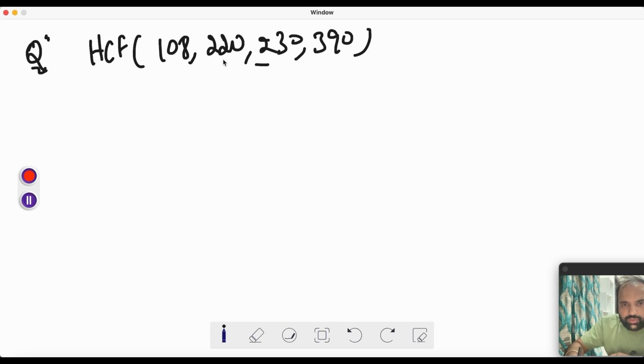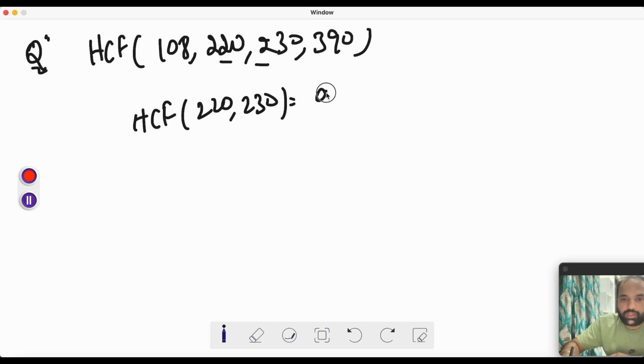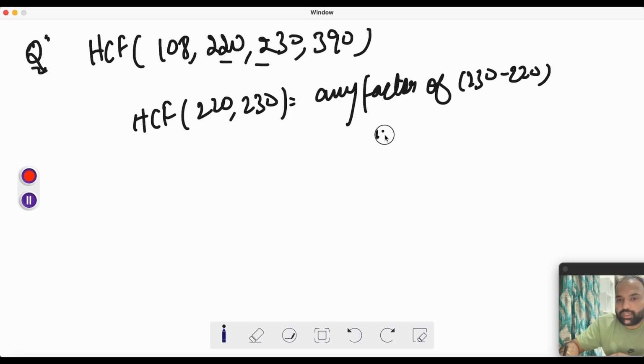So we see these two numbers look like the same. Again, you can do it any way; it's not going to make much difference. The answer would be the same, but just to save time, the HCF would be any factor of B minus A, so 230 minus 220. So it's any factor of 10. What is 10? 1, 2, 5 and 10. Let's see what should be the greatest one.